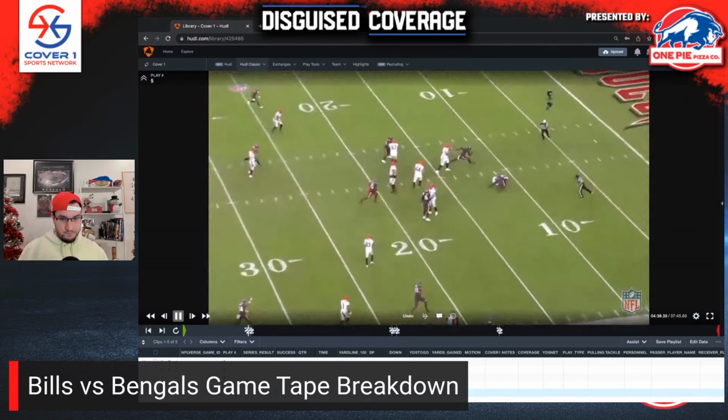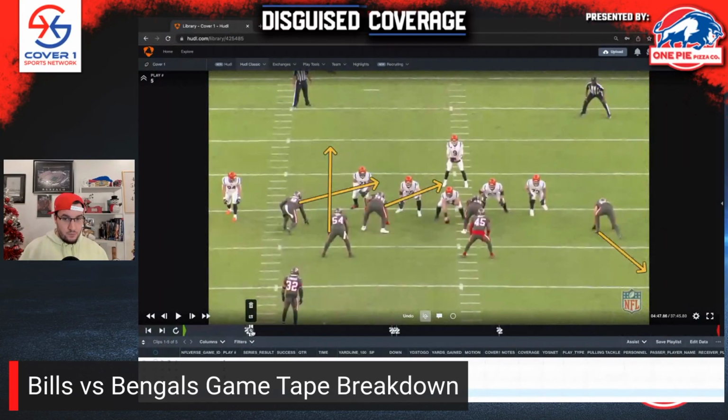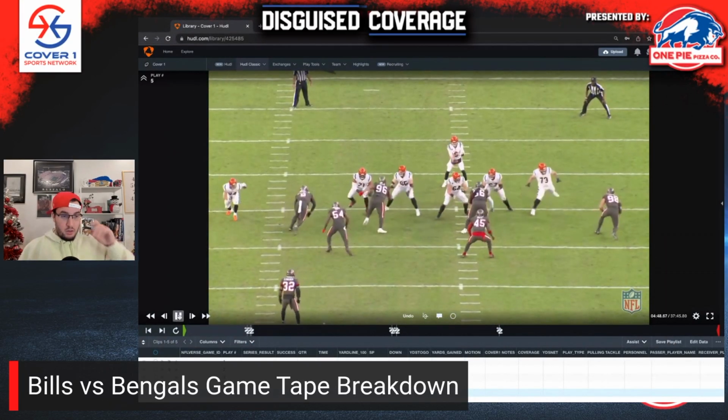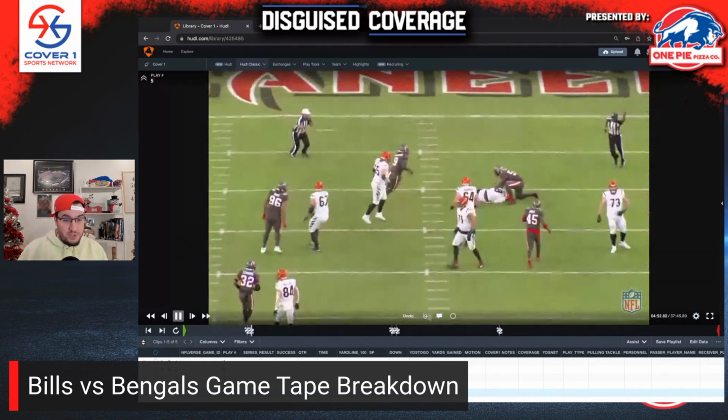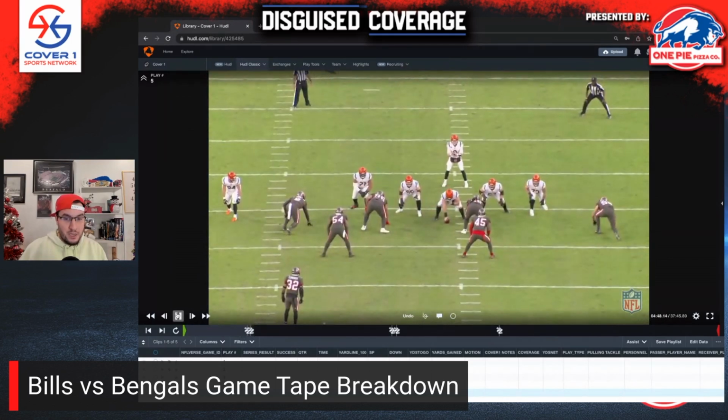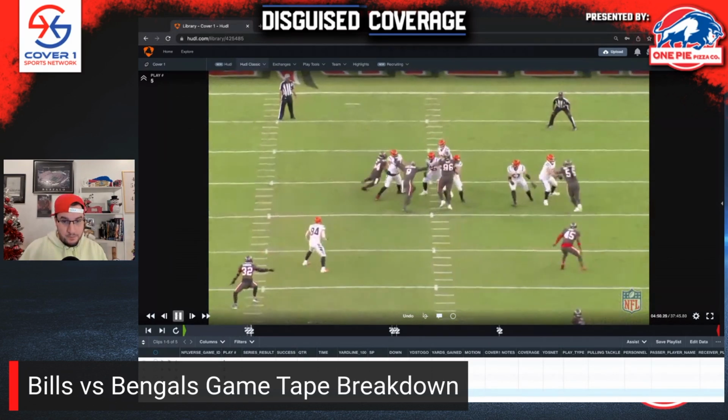Boom, sack. Not rocket science, just good concept, good design, good play call. Again, he goes through his other progressions. His number 1 is taken away, and he's like, all right, cool. Let me go to the other side. And as soon as he turns, he gets popped.